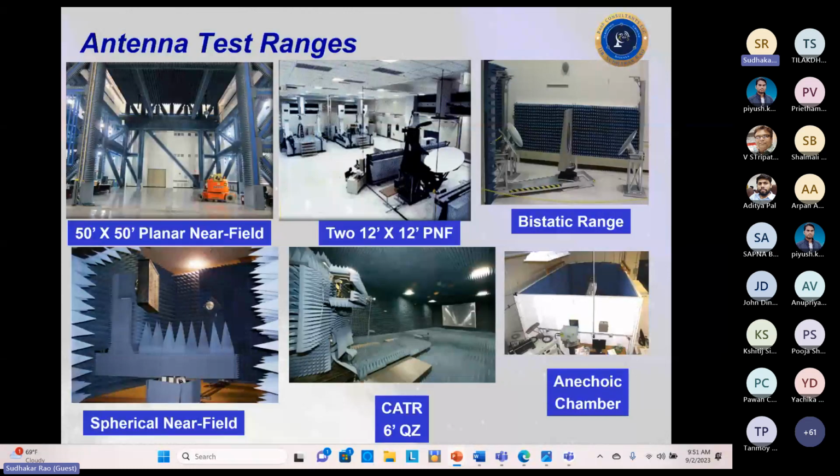And of course, whatever you build, you have to test it, antenna ranges. So at Northrop Grumman, we have 15 different ranges. The largest is 50 foot by 50 foot planar near field, and then 12 foot by 12 foot planar near field for smaller antennas. Then bistatic range to characterize the materials, and then spherical near field to measure the medium gain to low gain antennas, and then the compact range with the 6-foot quiet zone and anechoic chamber. All these things are needed.